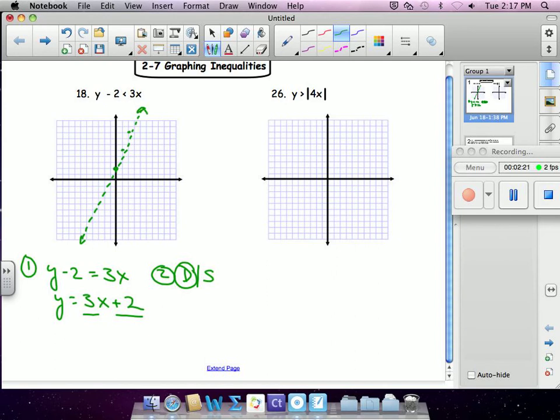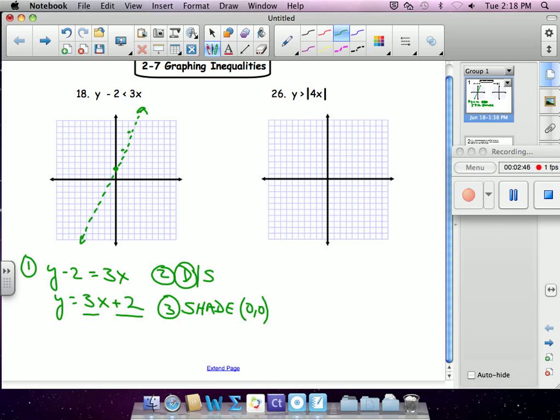Last but not least, step 3. I need to figure out which side of the line to shade. With inequalities, there are a lot of possible points. That's why we use shading to represent those. As long as my line doesn't go through the origin, 0, 0, that's the point I'm going to use to check and see which side to shade.